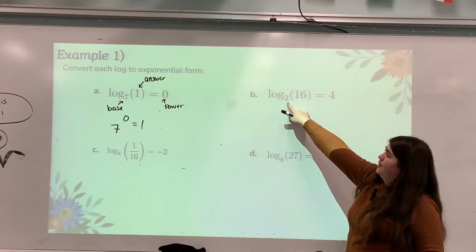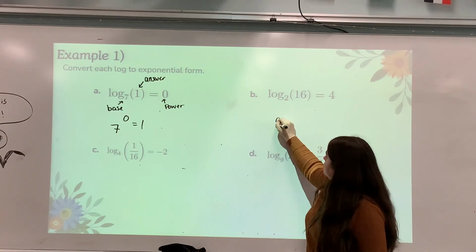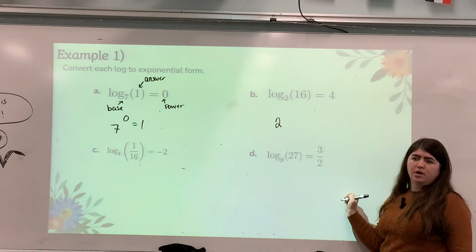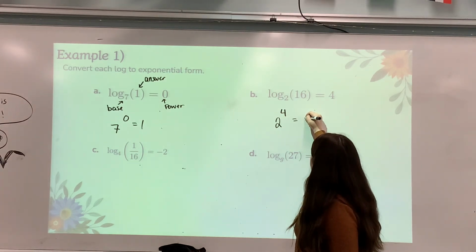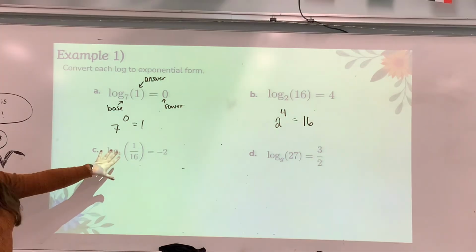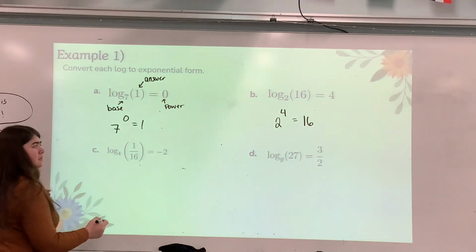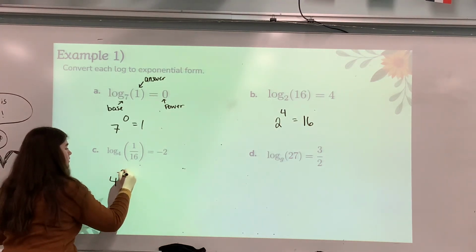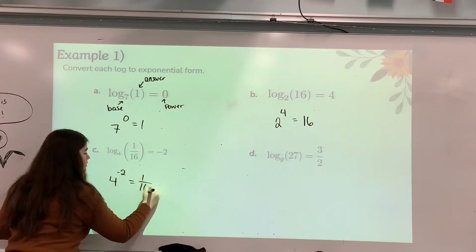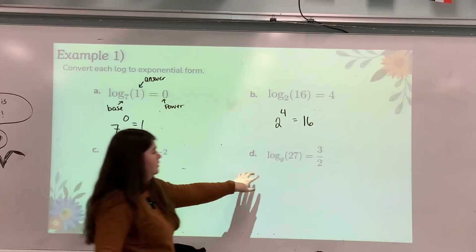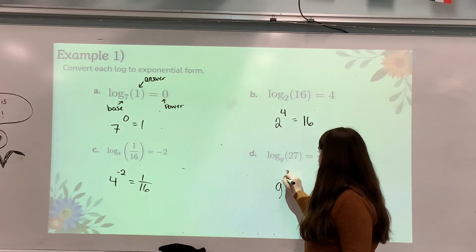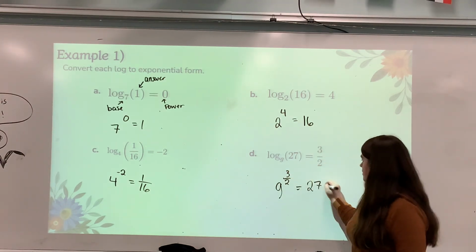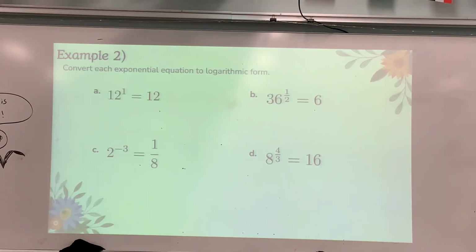So this one, we have base of 2. The exponent is what? 4. Equal to the answer, 16. So what would this one be? 4 to the negative second. Correct. All right. What about this one? G to the power of 3.5 equals 7. Good. So example 2, now we're going the other way around.